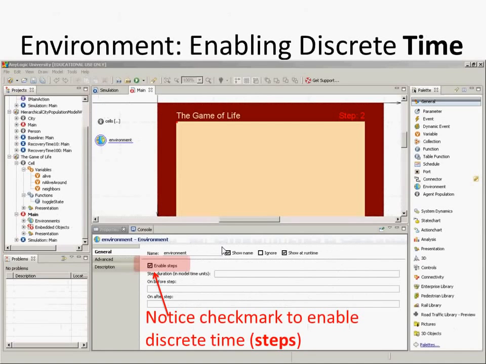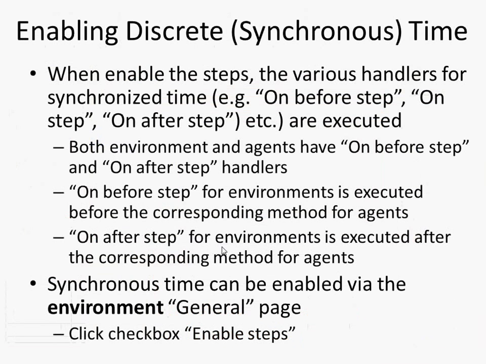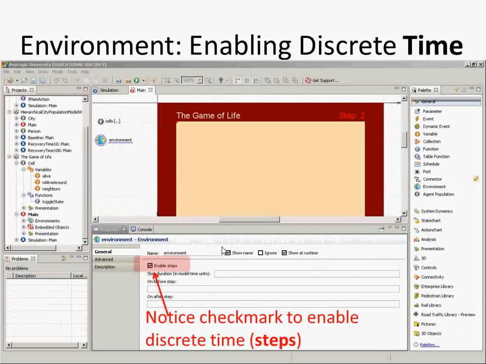How this is enabled. Basically, to enable the steps in the environment for main, we have to do this. See, it says enable steps there? You see that? Okay, that's associated with the environment. And you'll notice that you check it. If you check it, it's going to update these steps. It's going to update, tell the agents when these steps are occurring.